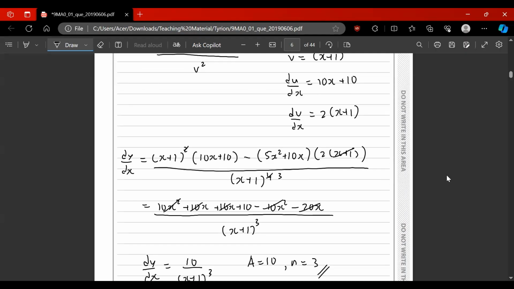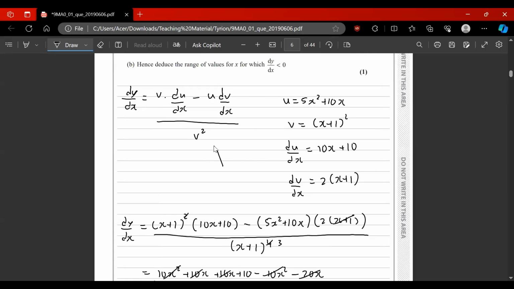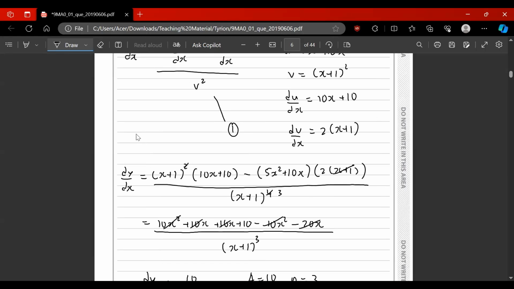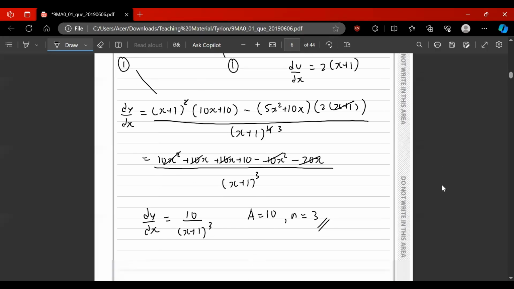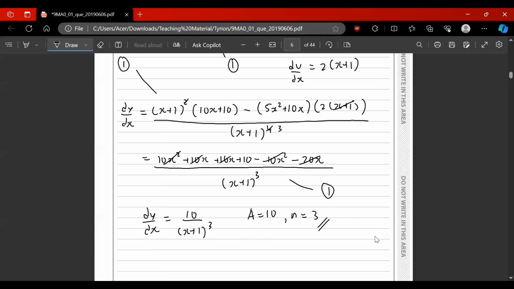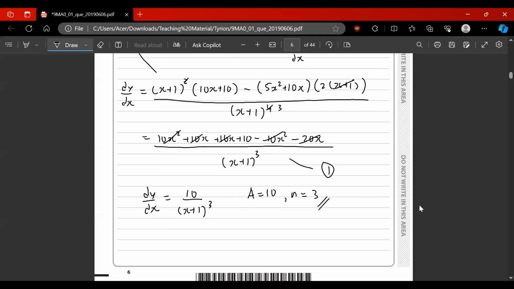So for this, the mark distribution, correct application of the quotient rule gets you 1 mark. Then substituting in your correct values, another mark. Finally, making sure to eliminate the terms in order to simplify gets you another mark. And your final answer of 10 over (x plus 1) cubed gets you the final mark.